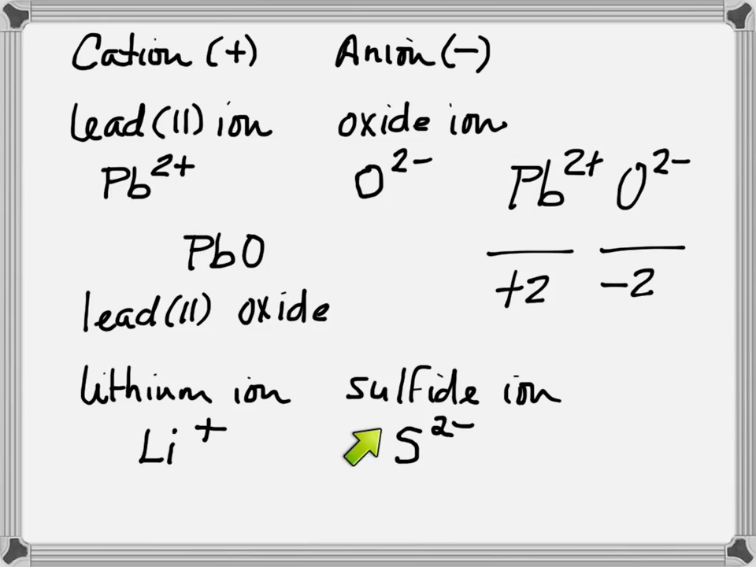So if we're trying to put these 2 together, we need to figure out how many of each of them I need so when I add them up, they come out to 0. If I just have 1 lithium and 1 sulfide, the charges will add up to -1, right? It's not going to be 0. So I would need 2 of these lithium ions to balance the charge on the sulfide. You see that? And so then the formula for the compound will be Li2S.